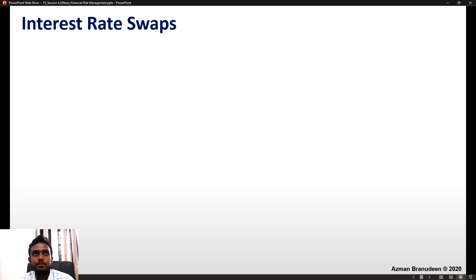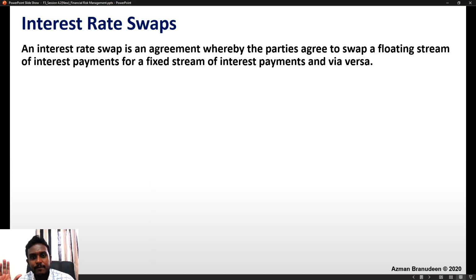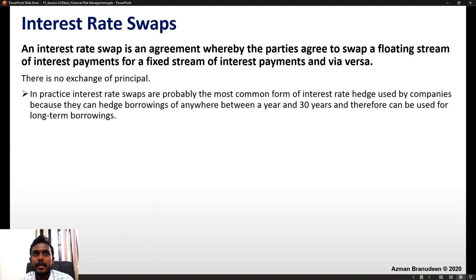Interest rate swaps. So I think we had a brief look at how interest rate swap can help within a currency swap. An interest rate swap is an agreement whereby the parties agree to swap a floating stream of payments for a fixed stream of interest payments and vice versa. There is no exchange of principal. In practice, interest rate swaps are probably the most common form of interest rate hedge used by companies because they can hedge borrowings of anywhere between a year and 30 years and therefore can be used for long-term borrowings.